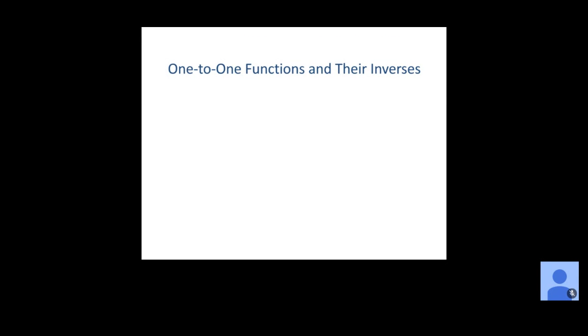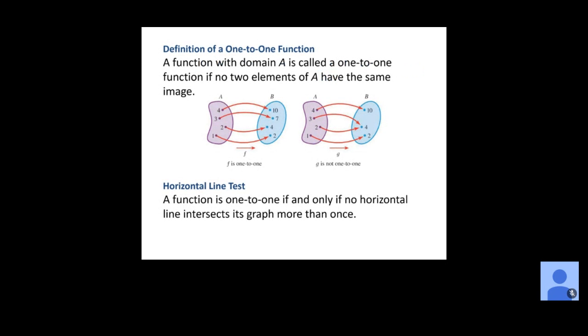Welcome back. This is section 2.8, one-to-one functions and their inverses. And so what we're going to look at now is what does it mean for a function to be one-to-one? And then once we understand what that is, then we can actually start looking at inverse functions of those one-to-one functions. All right, so first off, definition of one-to-one.